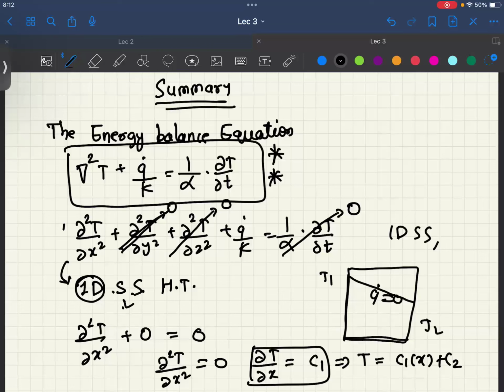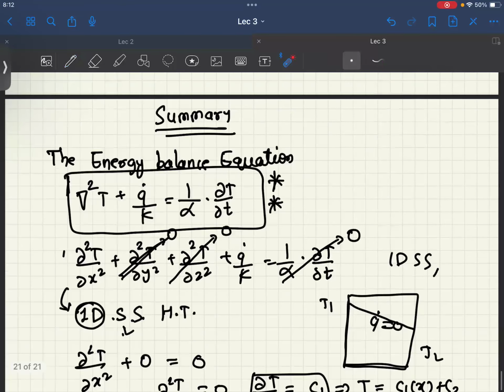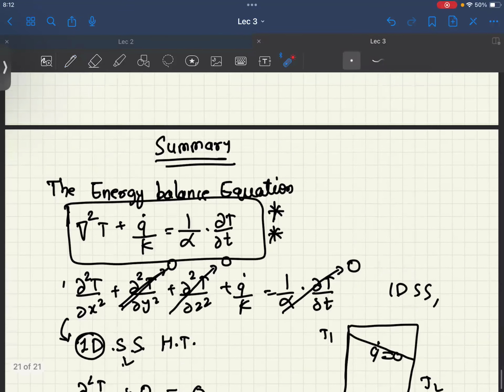In the next class, we are going to use this expression to solve multiple problems. Like this one-dimensional steady state slab, and for a concentric cylinder, how do we characterize these things, right? So this is the overall summary of this class, and we'll continue from here in the next class.